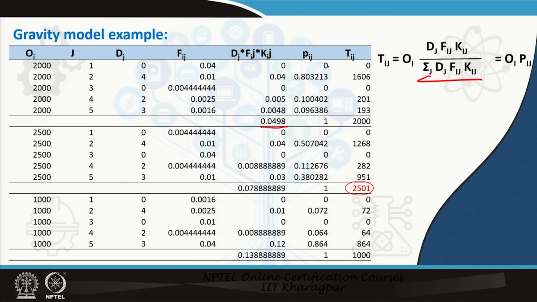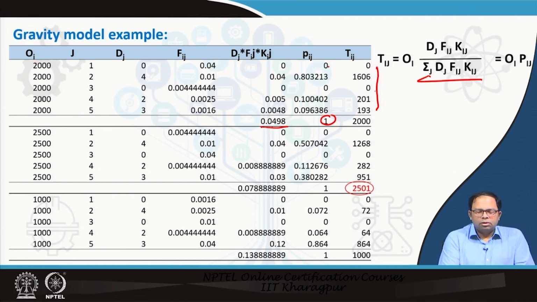So, this is the proportion, so it will total to 1, and then finally we multiply the proportion with the total number of trips originating, and we get the actual estimates. So, this is the total number of trips flowing from zone i to zone j. Zone j is 1, zone 2, zone 3, and so on. This is zone 1, and similarly we can do it for the different zones.